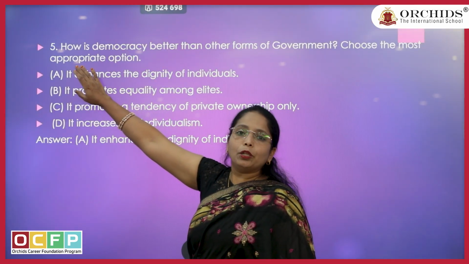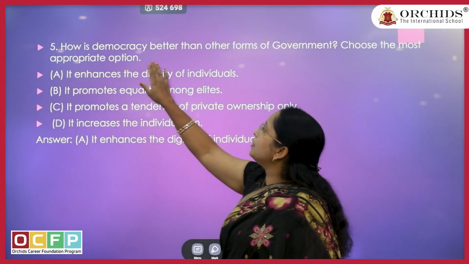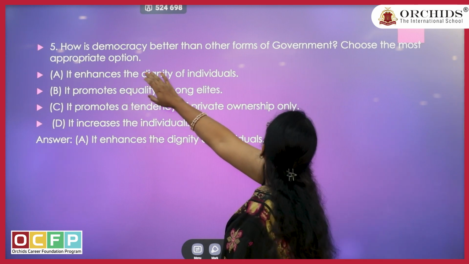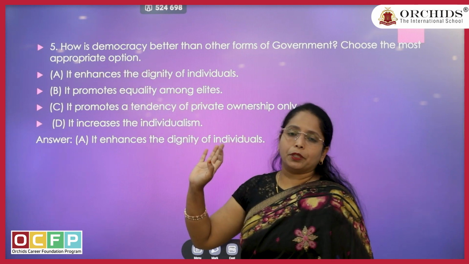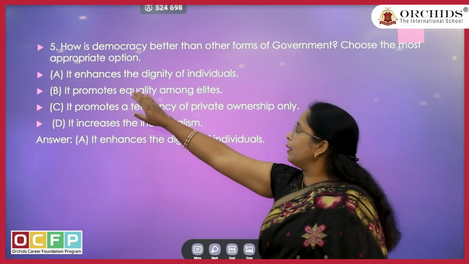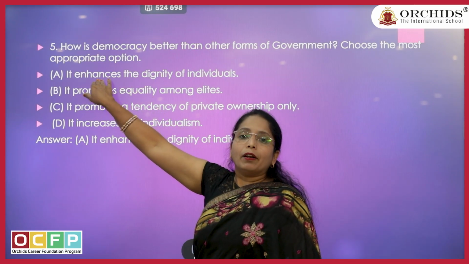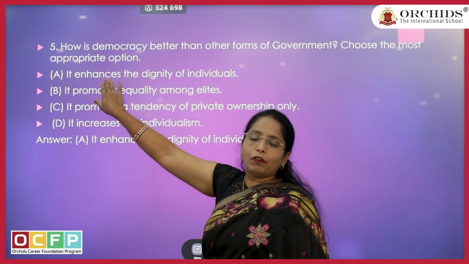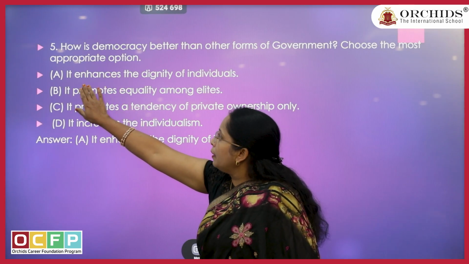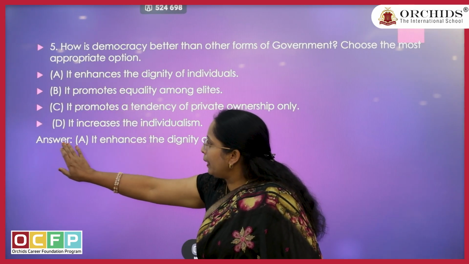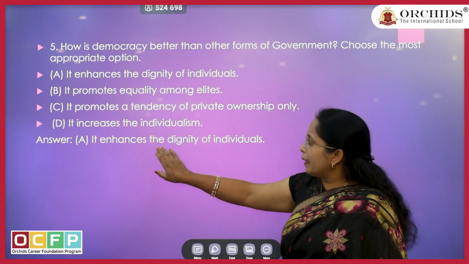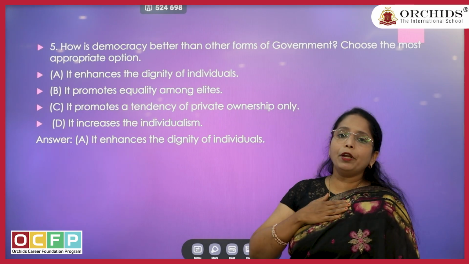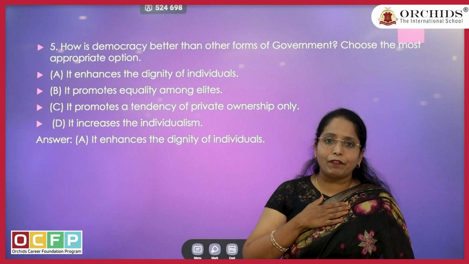Students, let us go to question number 5. How is democracy better than other forms of government? Choose the most appropriate option. You know about democracy, right? Democracy is for the people, of the people, by the people. We vote for our representatives. Now, see, option A is right because it enhances the dignity of individuals. When I vote for my country, I feel dignified.